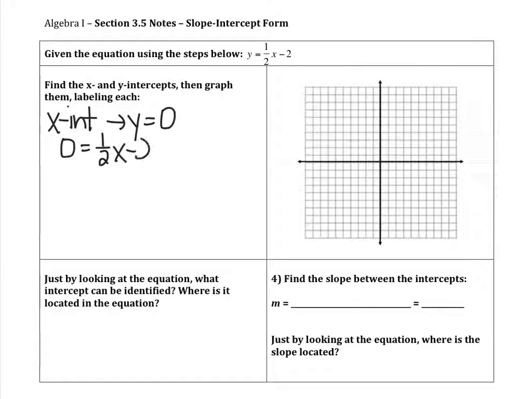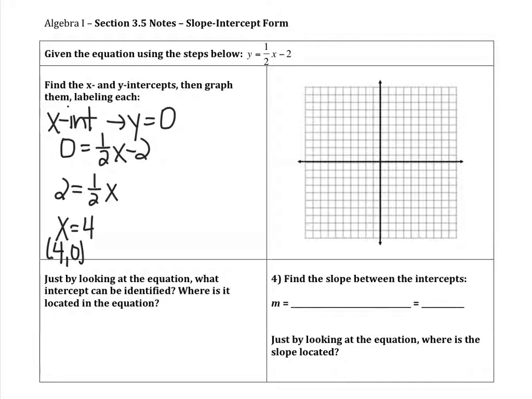To solve for x, I would first add 2 to both sides. So I'd end up with 2 equals 1/2 x. And then I would divide by 1/2. Dividing by 1/2 is the same thing as multiplying by 2, so I'd end up with x equals 4. Now remember, I substituted 0 in for y, so my ordered pair would be (4, 0).